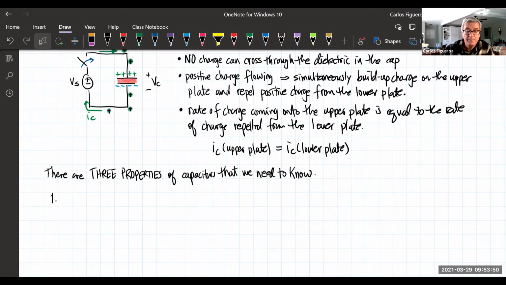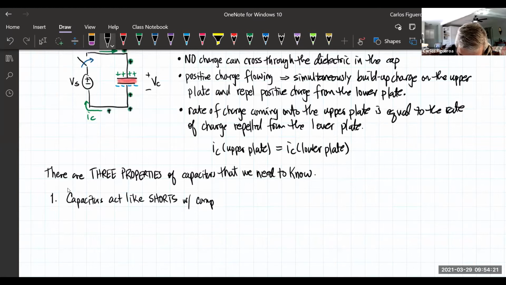Or is it 2? I'm going to say it's 3. So what I'm going to say here, I might change my mind a little bit later, is that we should say this here: capacitors act like shorts when completely uncharged and opens when fully charged.